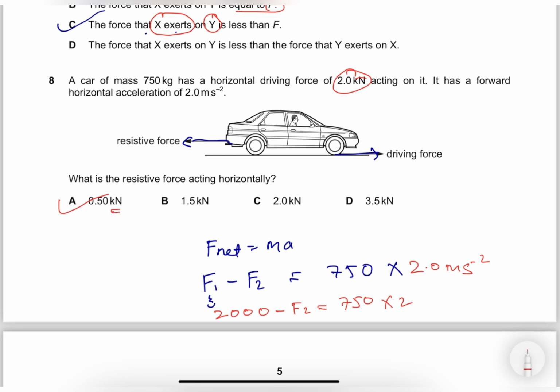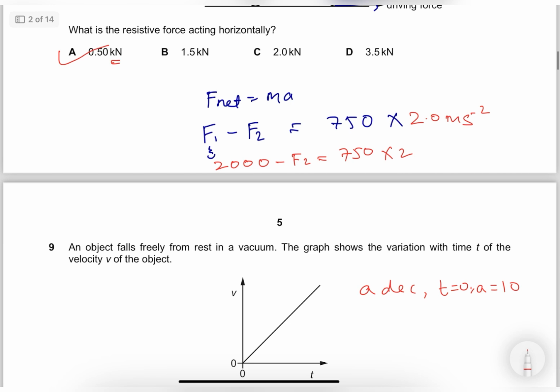Let us move on to the next question. You will get 500 Newton over here. You can just divide it by 1000 to convert it into kilonewton. Don't get confused.